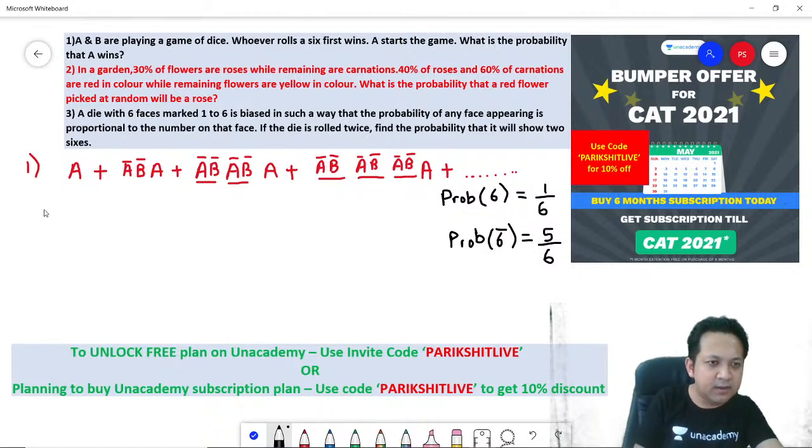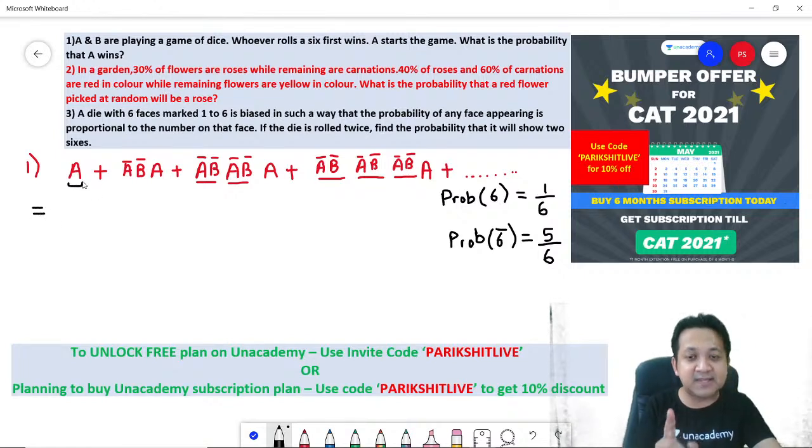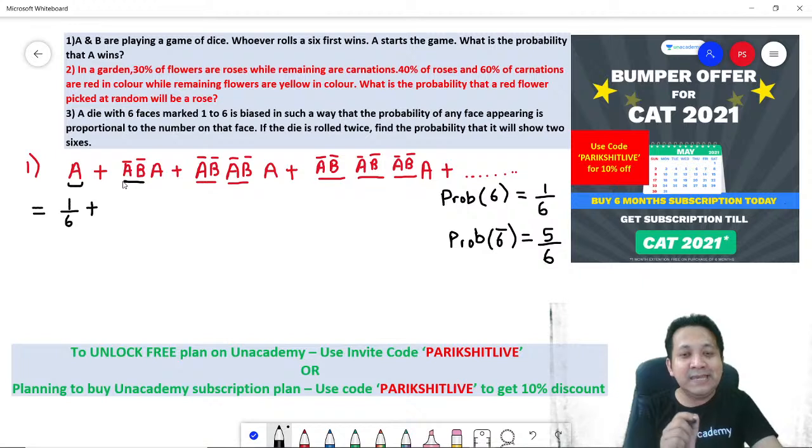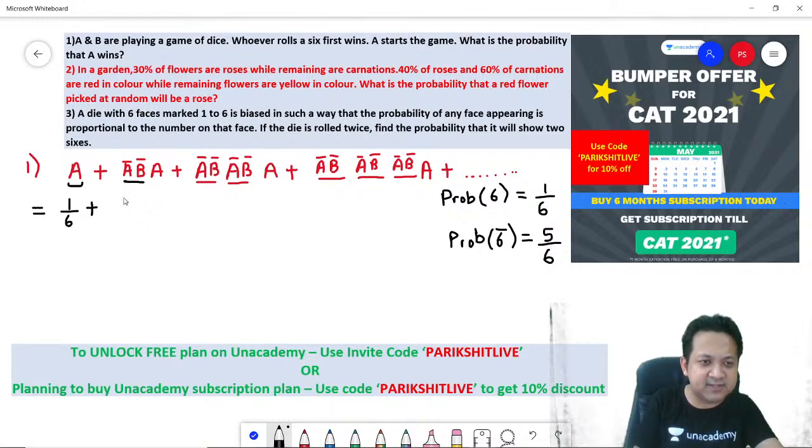Let's get started. So A wins the first round. If A wins in the first round, it means A has thrown a 6 in the first round. So probability of throwing a 6 is 1 by 6. Similarly, here what has happened? A and B did not win in the first round. It means neither of them has thrown a 6 in the first round. So what does it indicate? A not indicates A did not throw a 6. Probability of not throwing a 6 is 5 by 6. Similarly, B not throwing a 6. Probability of not throwing a 6 is 5 by 6.